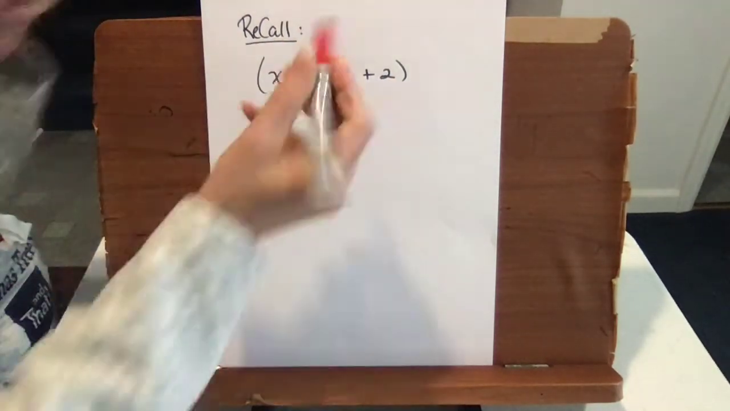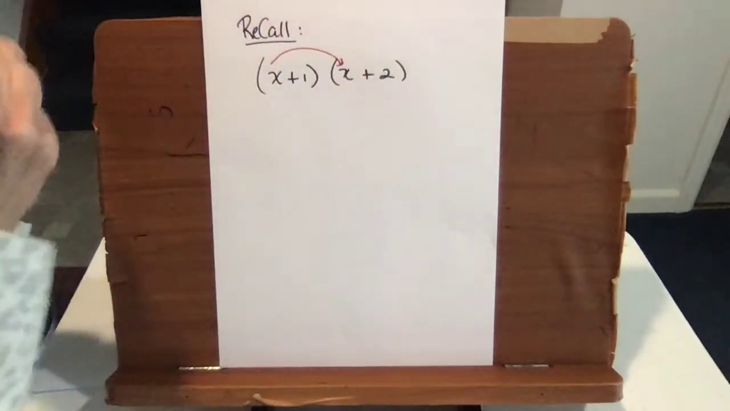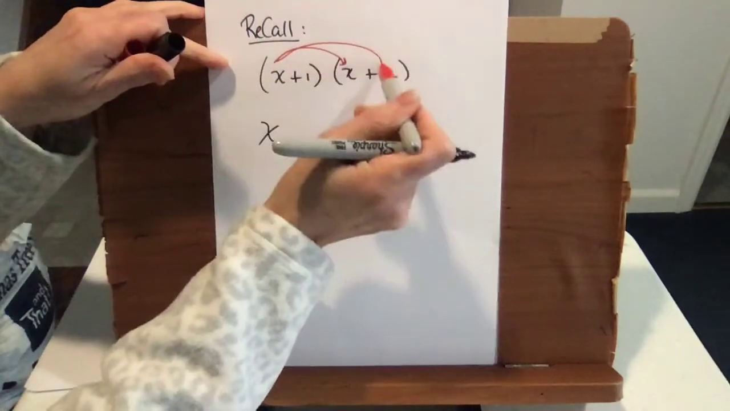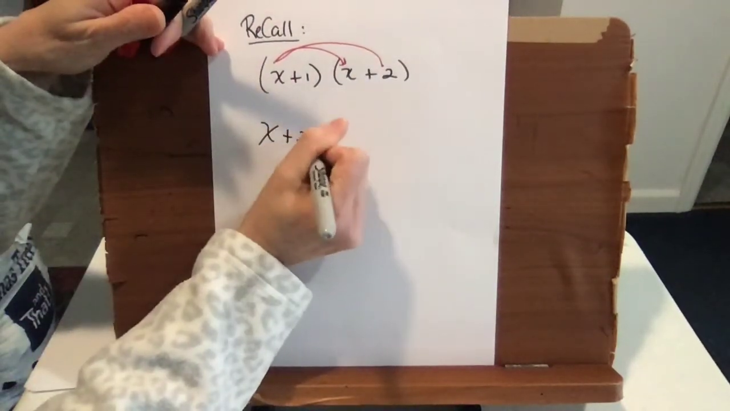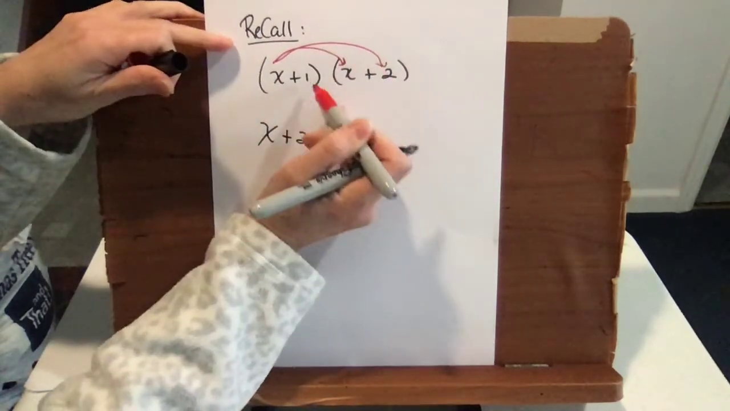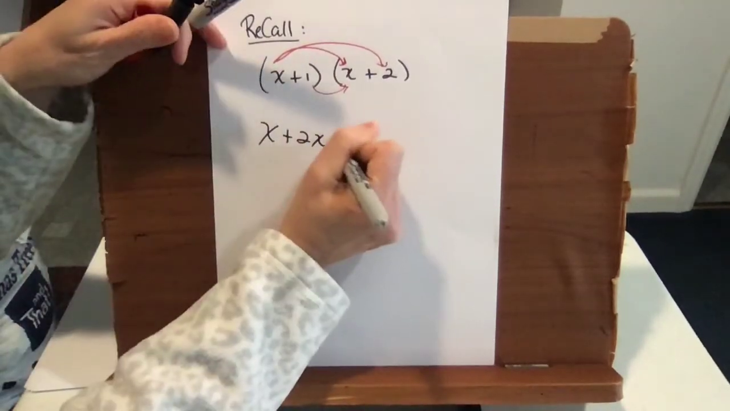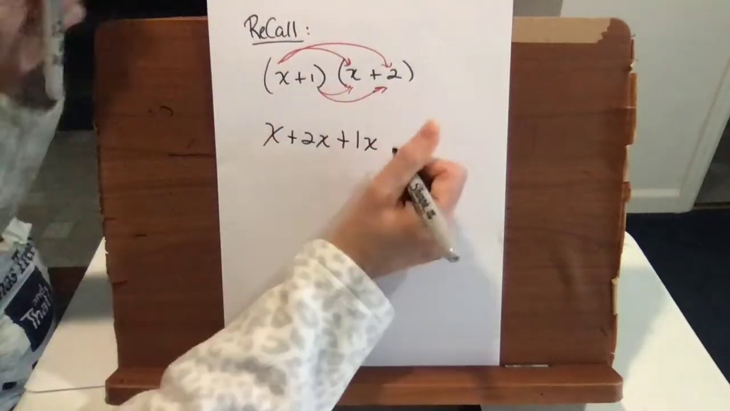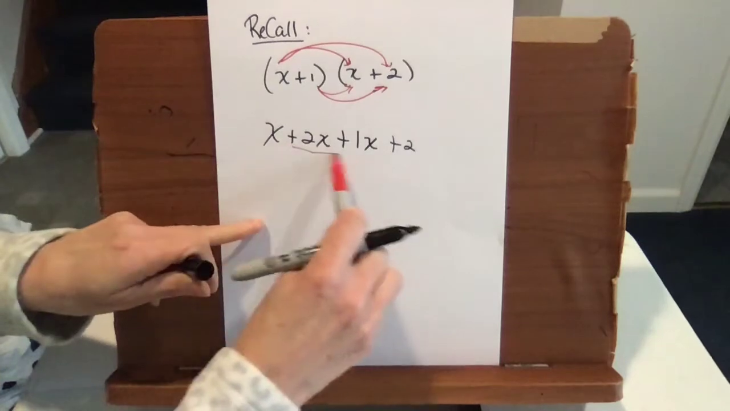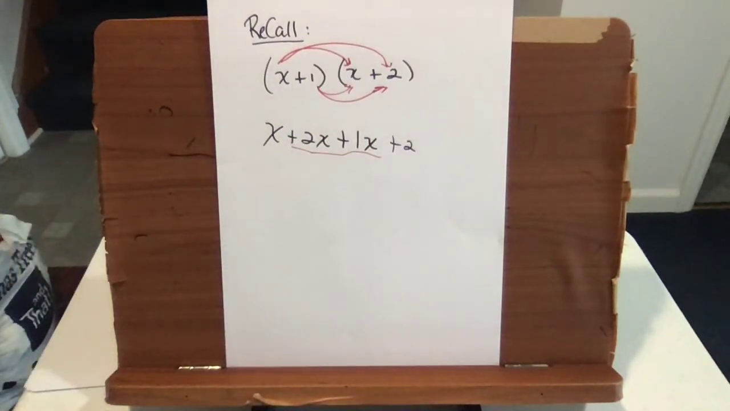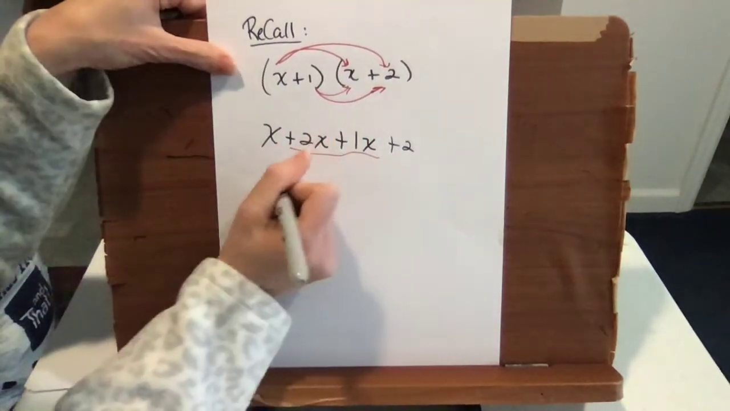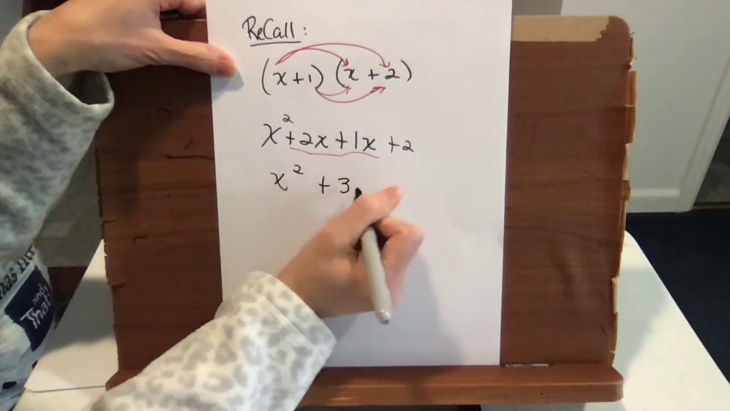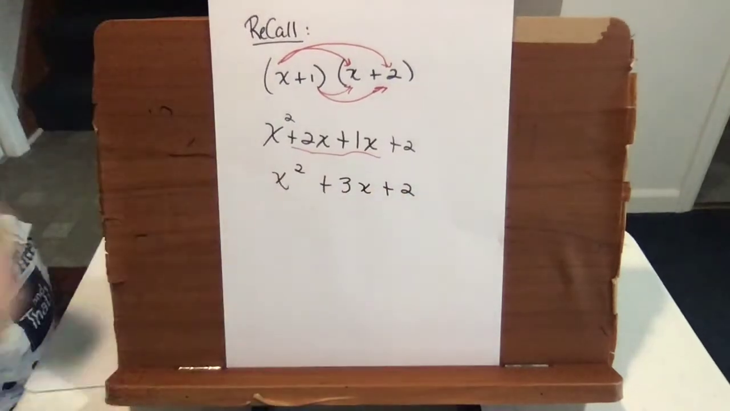And we did the FOIL method of x times x, which was x squared, and x times 2, which was going to give us positive 2x, and 1 times x, which was going to give us 1x, and 1 times 2, which is going to give us 2. And then we gathered up our like terms in the middle, and we added those together. Oops, forgot the square on that, guys. So x squared plus 3x plus 2, and that was our final answer.